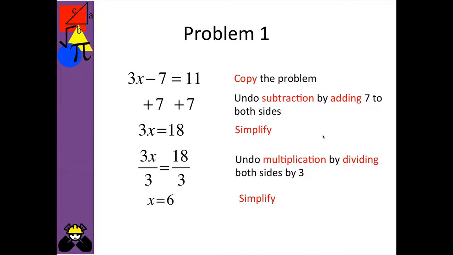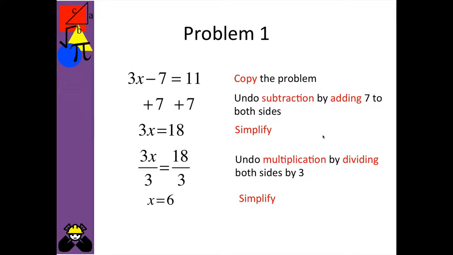The second step is I look to see, are the variables all on one side? Yeah, there's only a variable on the left, but I need to get all my numbers onto the other side. So I'm going to do the inverse of subtracting 7, which is adding 7. So I'm going to undo subtracting by adding 7 to both sides. Then I'm going to simplify. I do a step and I simplify. So the subtracting 7 and adding 7 are inverses.